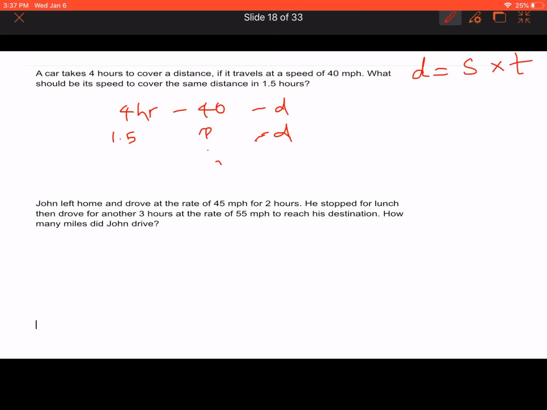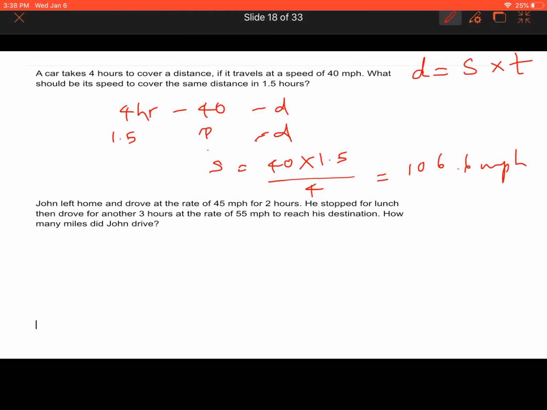So speed is equal to 40 times 1.5 by 4 hours, which is equal to 106.6 miles per hour. So we can double check the answer. When it's going at a lower speed of 40 miles per hour, it's able to reach the distance in 4 hours. So in 1.5 hours it has to reach the same destination, which means the speed has to be more. So it is approximately 106.6 miles per hour.